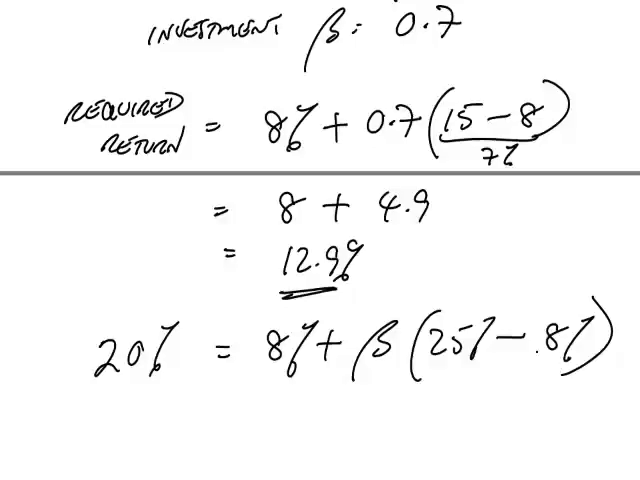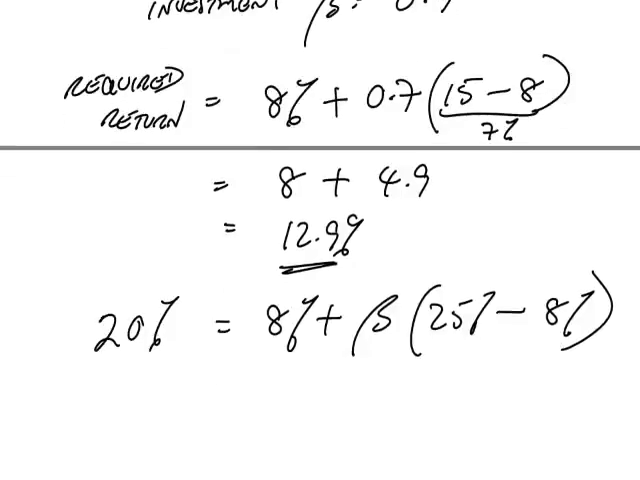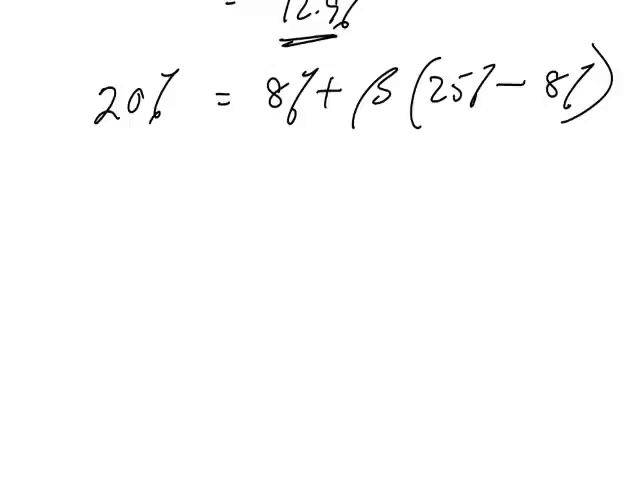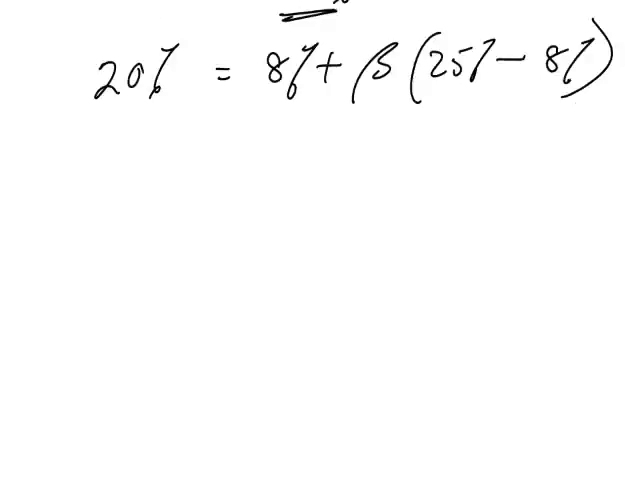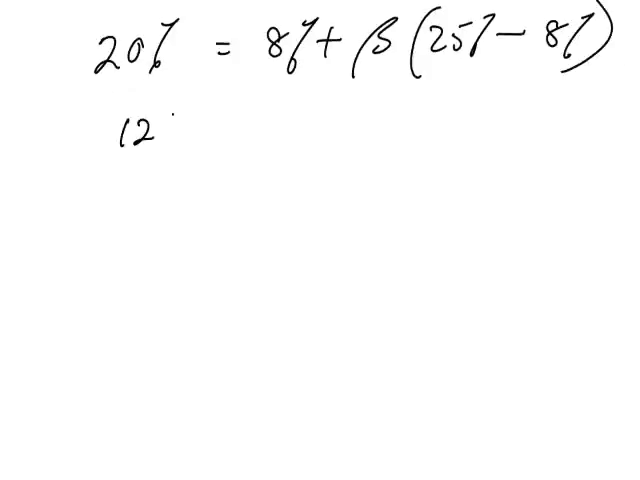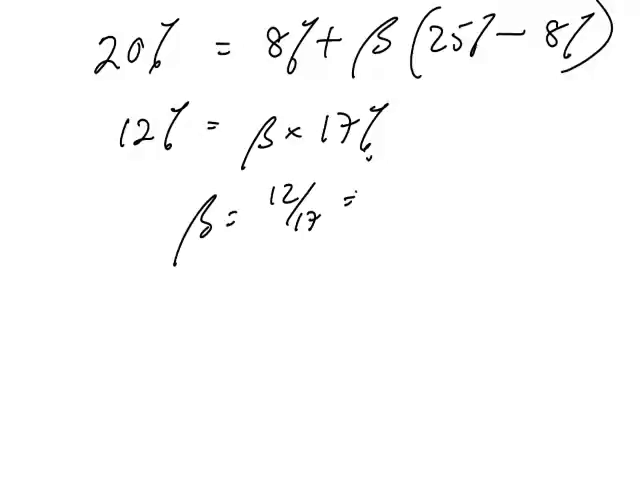Well, although it requires 10 seconds more thought, I hope you're clear, it is using the same formula backwards. And therefore, what is it? Well, 20 minus 8, our investment's giving 12% more than risk-free. It's equal to beta times the market's giving 17% more. And so it must mean the beta is 12 over 17. Am I right here? Is it 0.71 to 2 decimal places? All right?